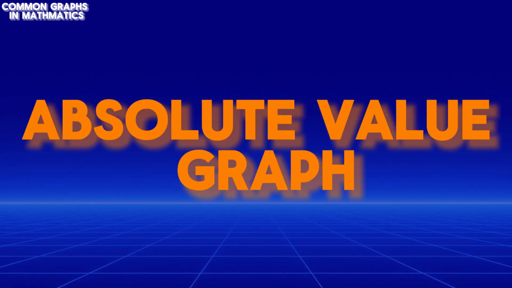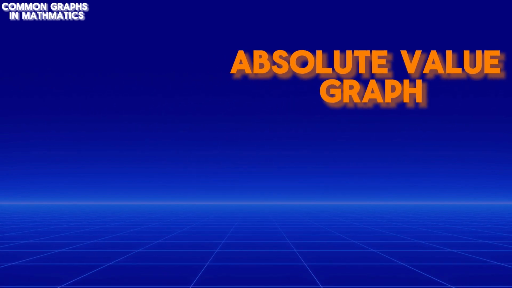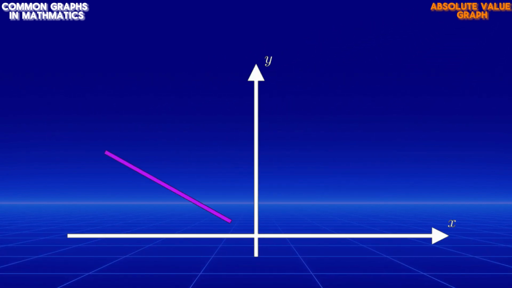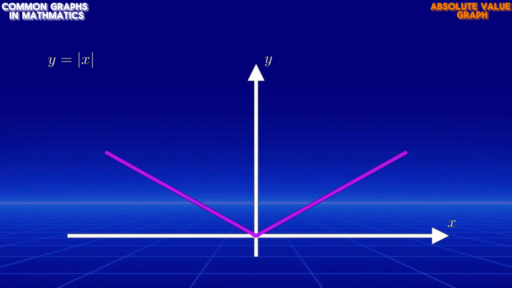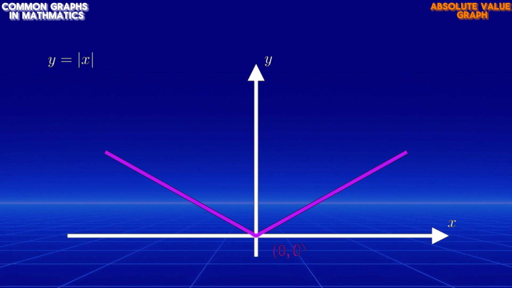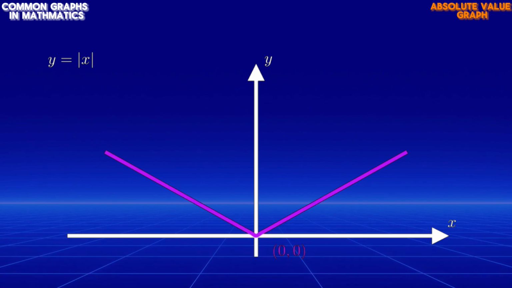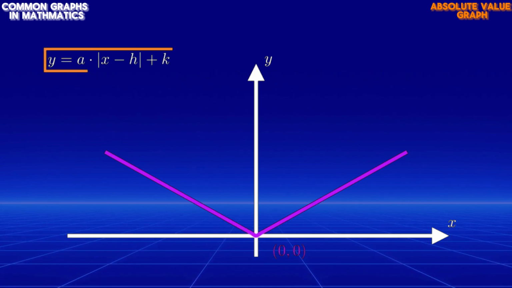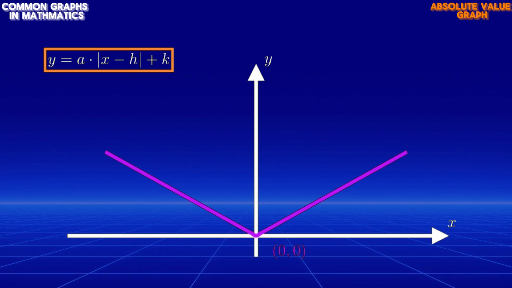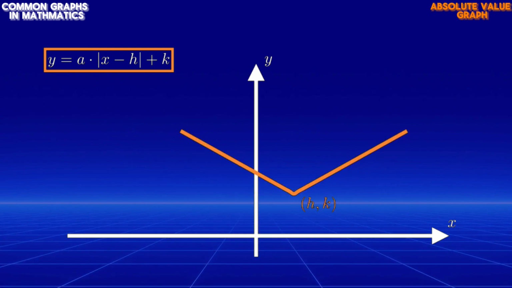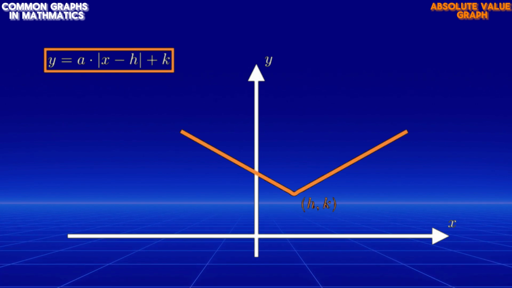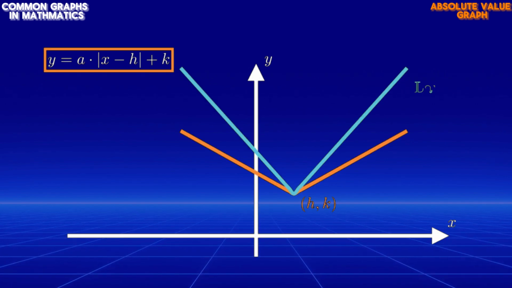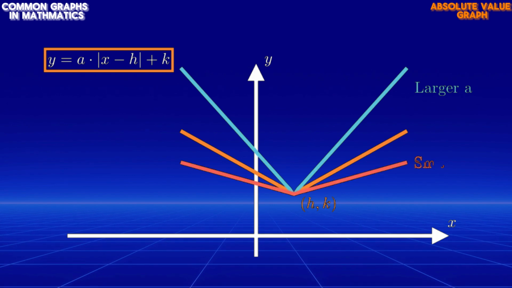Absolute value graphs are widely known for their V-shape. The general equation for an absolute value graph is shown on the screen, with a vertex at the origin 0, 0. In a more general form, the vertex shifts to h, k, and the parameter a controls the steepness or compression of the graph.